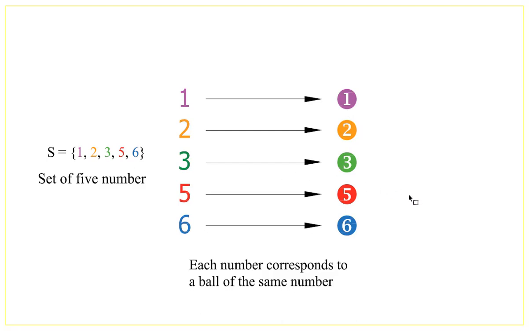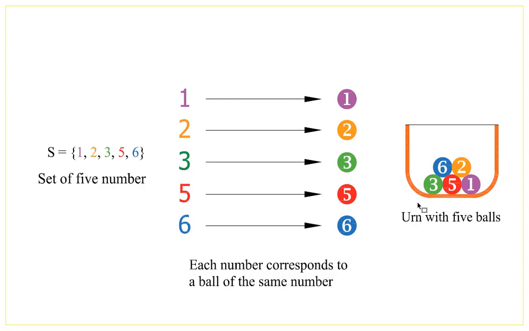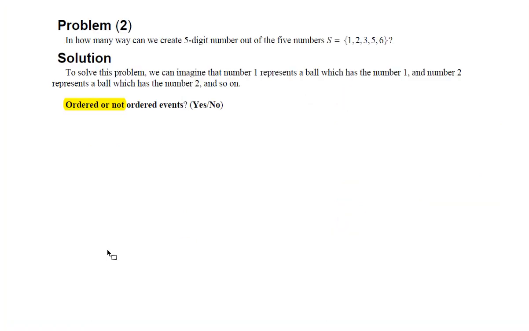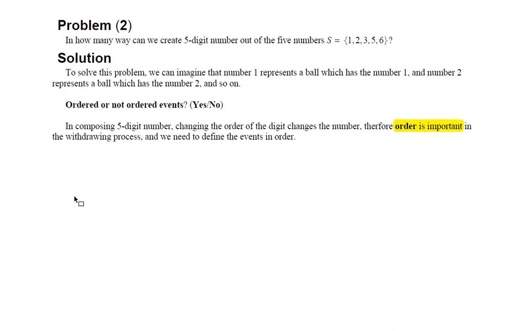Now we put all these objects into the container and imagine that we are withdrawing from this container. But before we do that, we have to know if the order of the event is important. So if we are withdrawing the first number and the second number, does it really matter if the first number comes first and the second number comes second? It does. Why? Because in number theory, the order of digits will change the number. So here we conclude that the order of events or order of numbers is important.